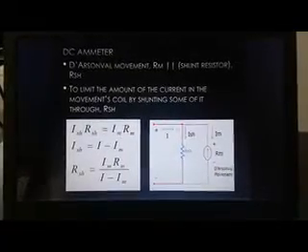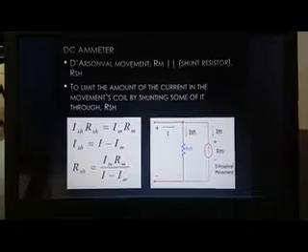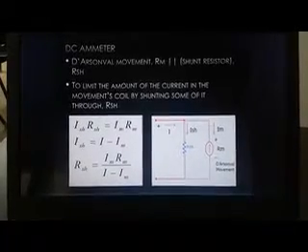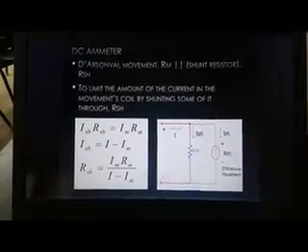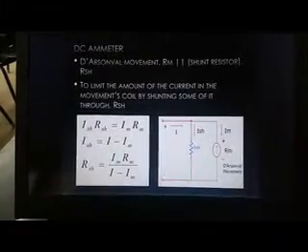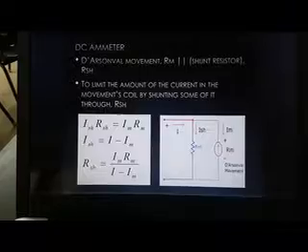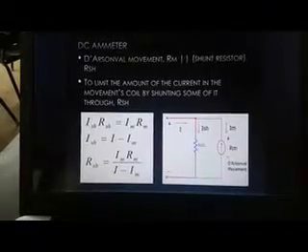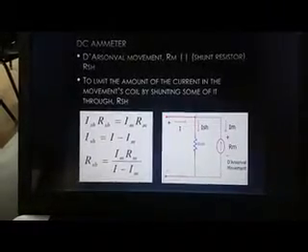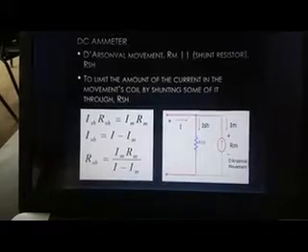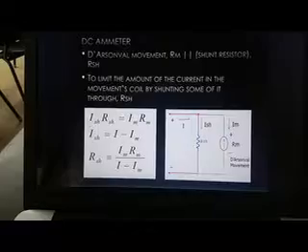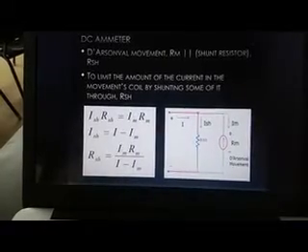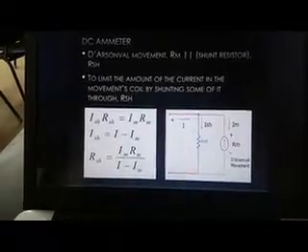The DC ammeter limits the amount of current in the movement's coil by shunting some of it through the R shunt. The voltage at the shunt is equal to the full-scale deflection current of the movement multiplied by the internal resistance of the movement. The shunt current is equal to the full-scale current minus the full-scale deflection current. And lastly, the shunt resistance is simply shunt voltage over shunt current.